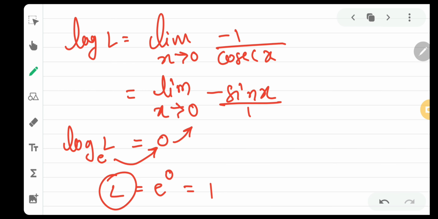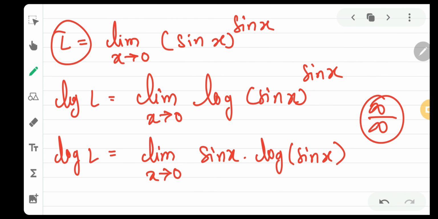So that was a pretty nice and neat question which we solved by using L'Hopital's rule. The basic idea was that a 0 raised to 0 limit can be solved easily by taking log on both sides and then finding out the infinity by infinity or 0 by 0 form. That way it becomes a lot easier for us to solve.